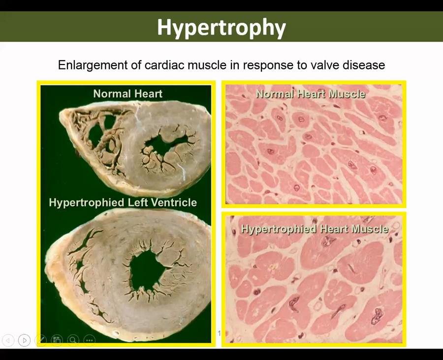Now coming to pathological hypertrophy, this is cardiac muscle going for hypertrophy in valve disease or in hypertension. This is the normal size of the left ventricle, and this is the normal size of the left ventricular muscle. Here you can see the left ventricular muscle thickness is increased.